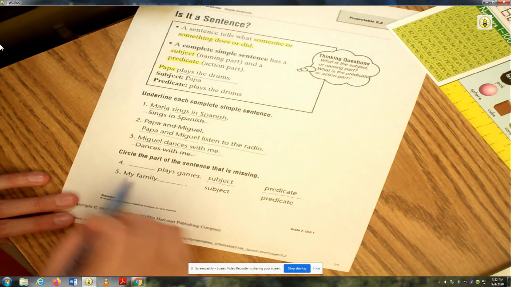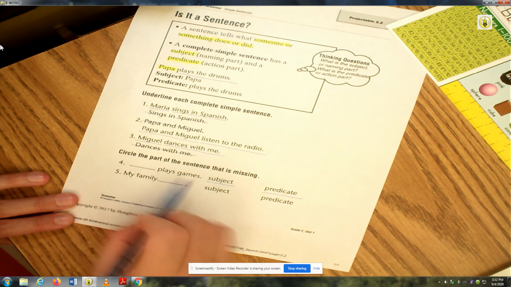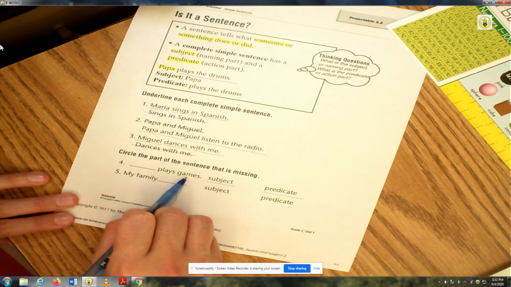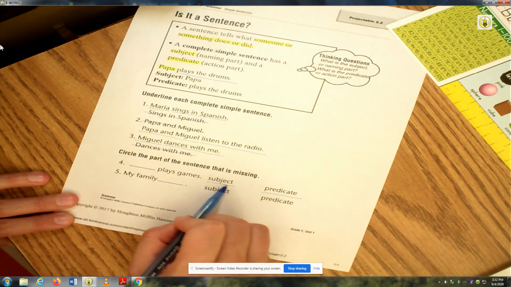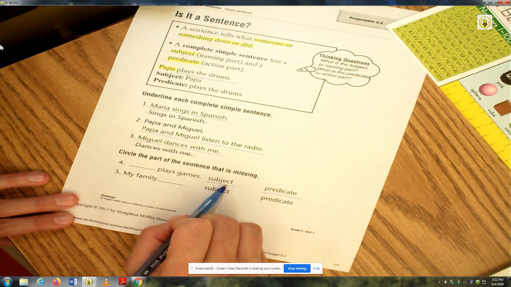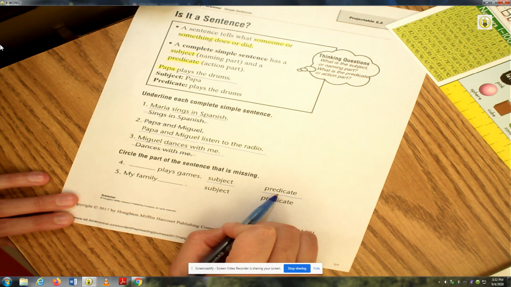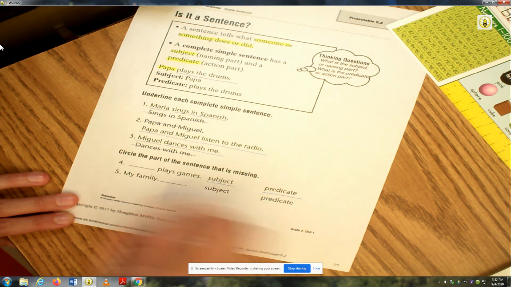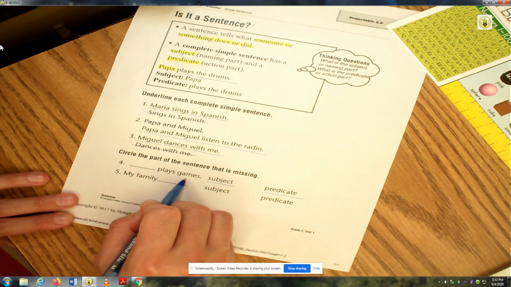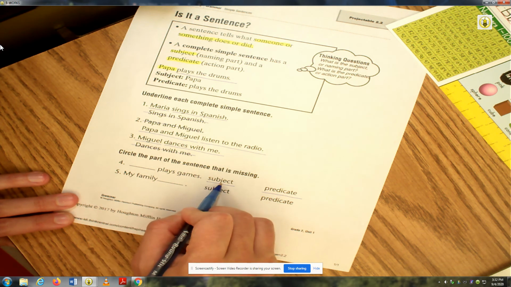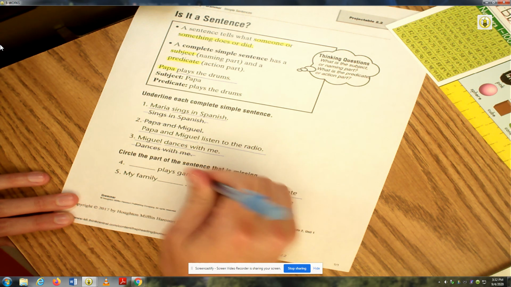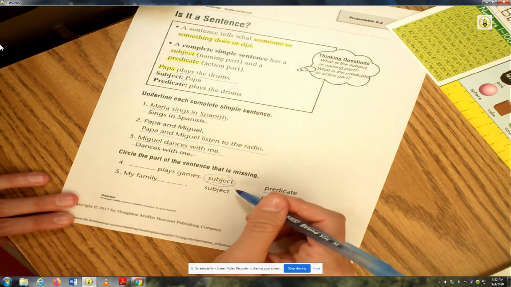Okay. This first sentence here says, blank plays games. So what's missing in this sentence? Do we know who this sentence is about? Do we know what they are doing? That's right. This sentence has a predicate. We know the action plays games, but we're missing the subject. We don't know who plays games.